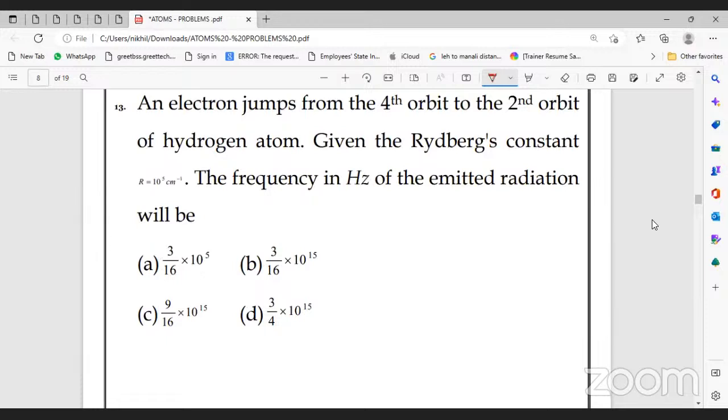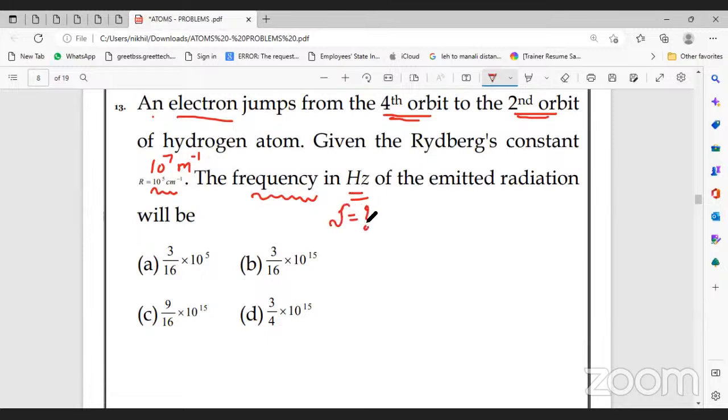Come to this problem, students. Now, the electron is jumping from which orbit to which orbit? Fourth orbit to second orbit. The Rydberg constant is 10 power 5 per centimeter, or you can take 10 power 7 per meter. It is in centimeter; you can convert into per meter. Now they are asking you to find the frequency in hertz.